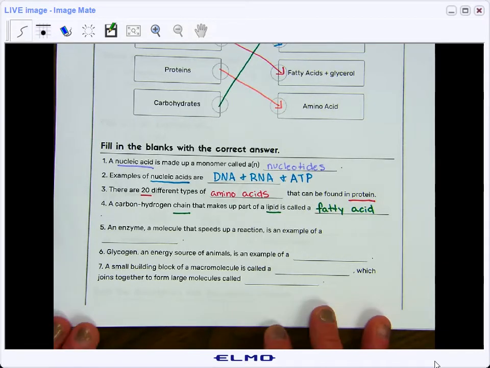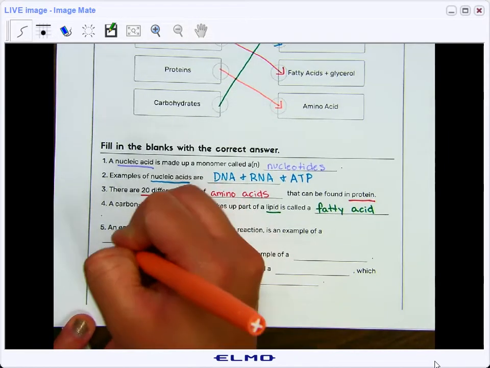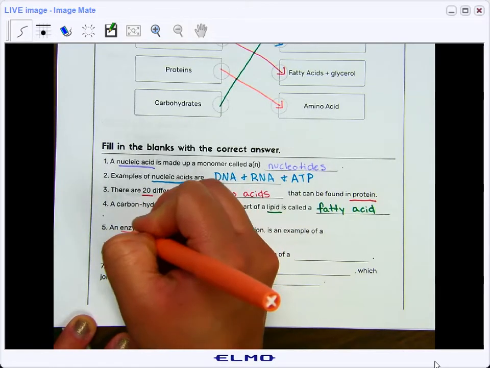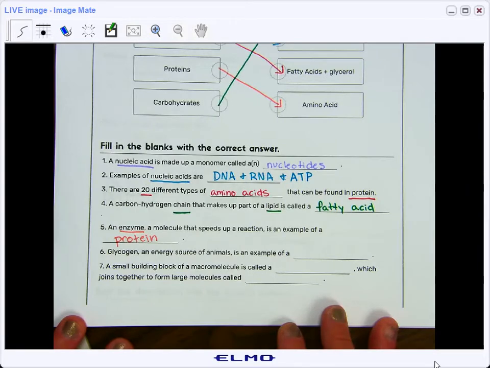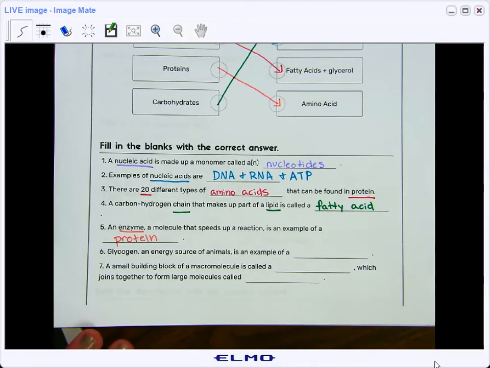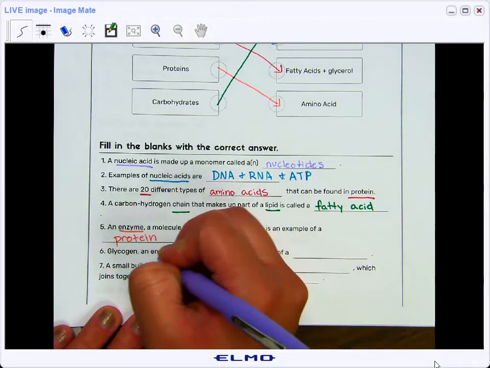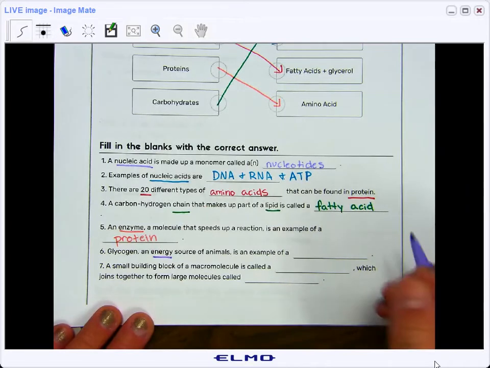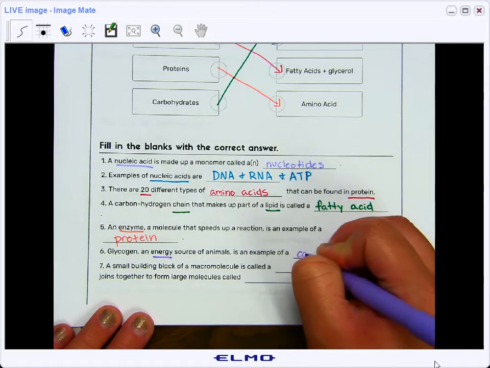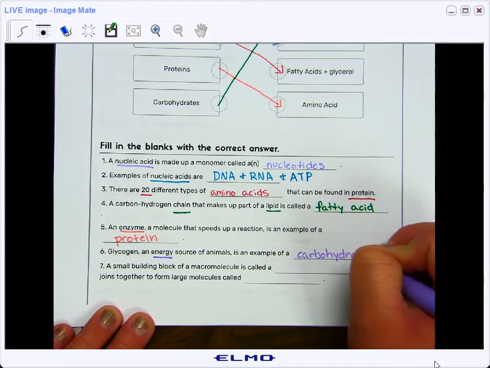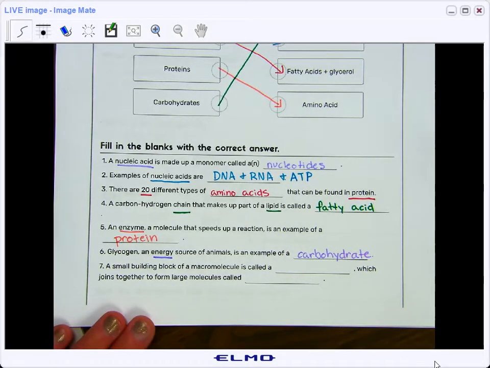An enzyme, which is a molecule that speeds up a reaction, is an example of a protein. The keyword here is enzyme. Enzymes are proteins. Glycogen, which is an energy source, is an example of a carbohydrate. Energy is the keyword. Again, the keyword is energy. Carbohydrates give us energy.